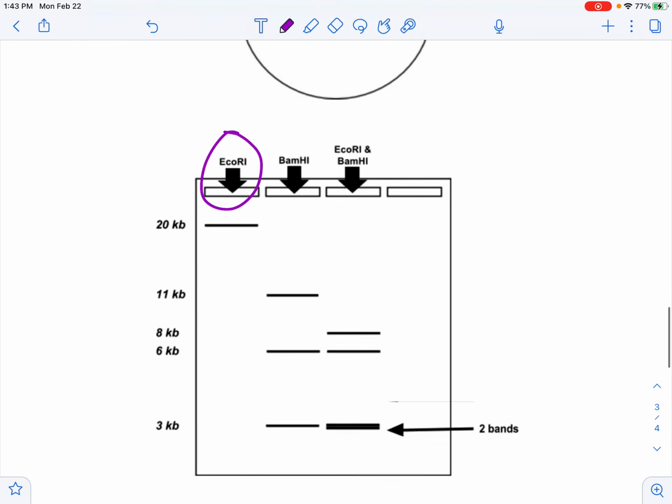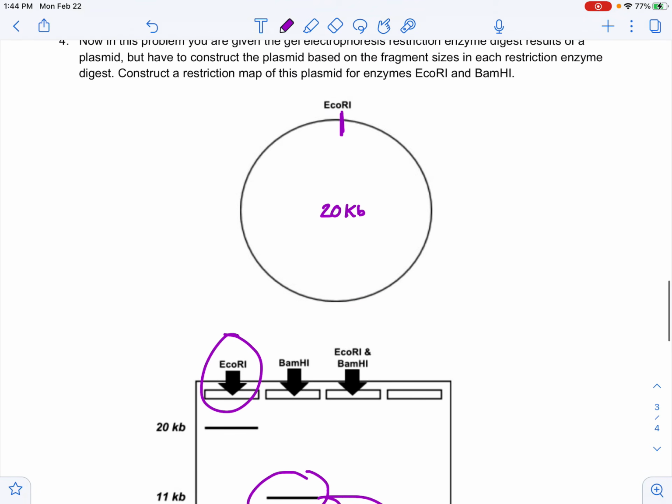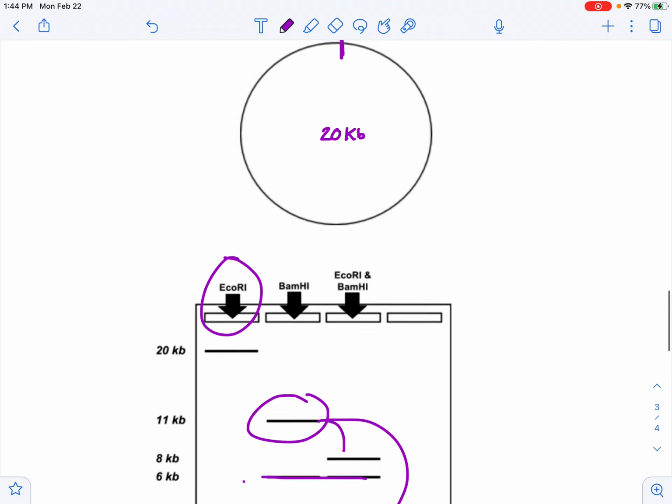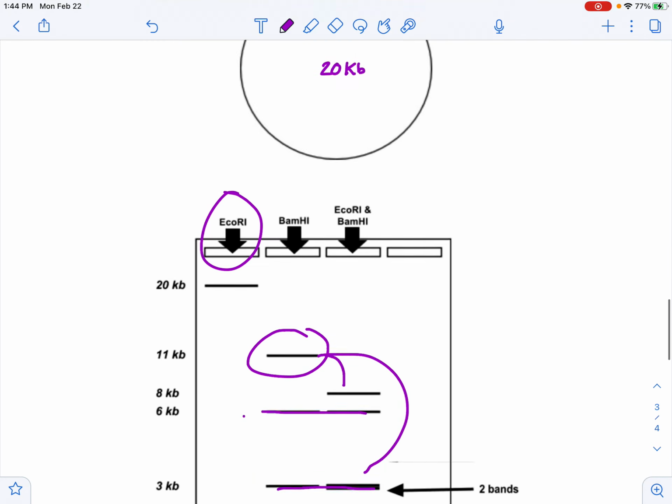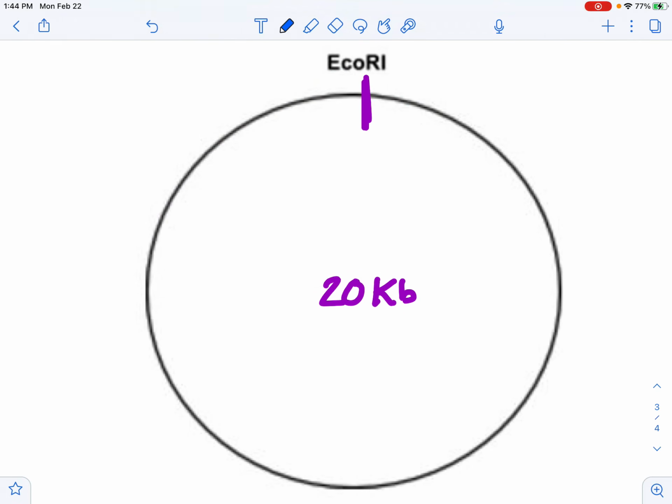Okay, now that 20 kilobases, what if we look at this here and say, okay, looks like these two are the same here. And we've got two of the same here. But then it looks like we've got an 11 that gets cut into an 8 and a 3. So this 11 that gets cut into an 8 and a 3, that must surround the EcoR1 somewhere, okay? Because the EcoR1's cutting that into an 8 and a 3. So I'll put the 3, I'll use a different color here. I'll put the 3 on this side, and I'll put the 8 on this side.